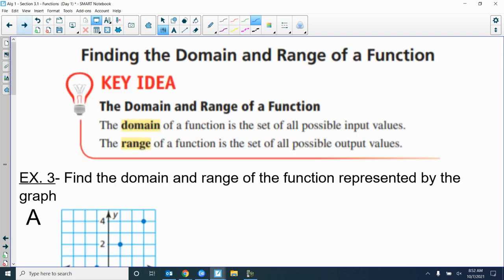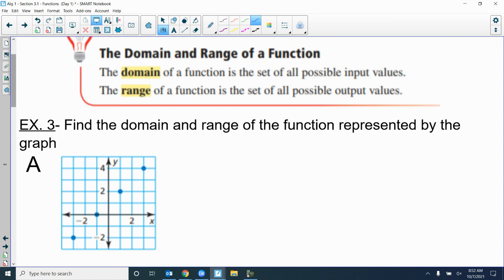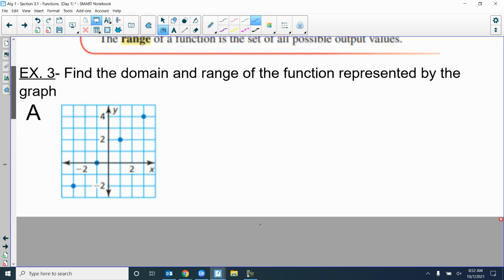All right, now domain and range. The domain of a function is the set of all input values, which are your x's, the first ones. The range of a function is the set of output values. So take a look at this first one. What would our domain be? Any ideas? Brian, any ideas? No, I don't know. All right, let me do something to help everybody.